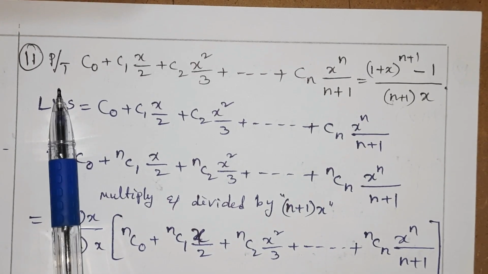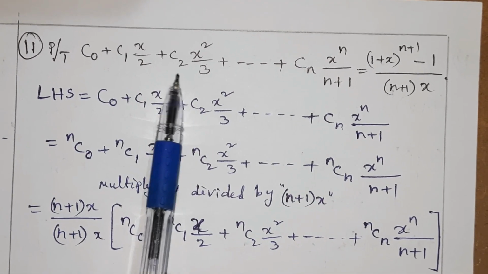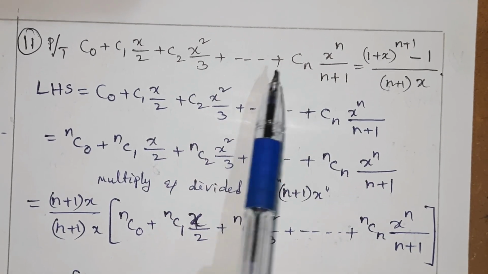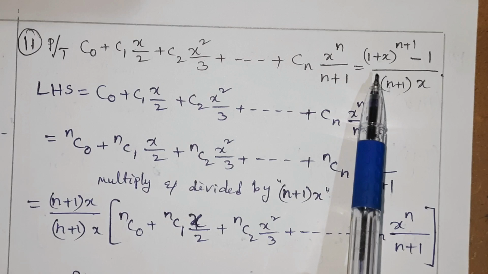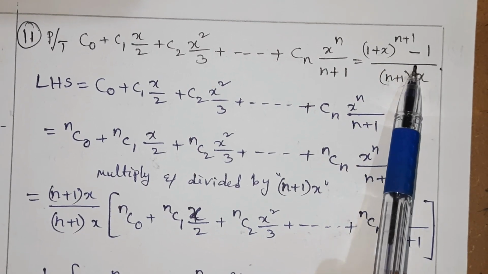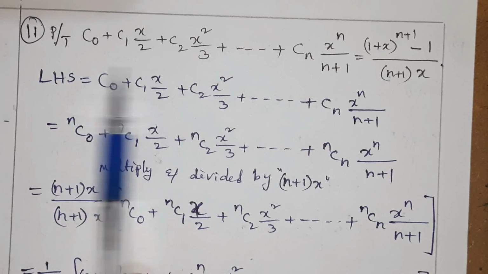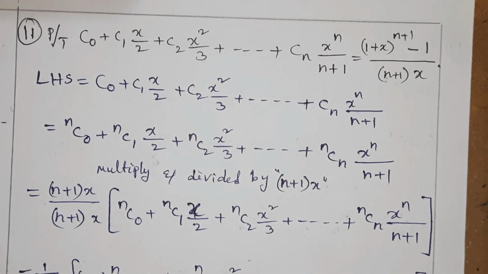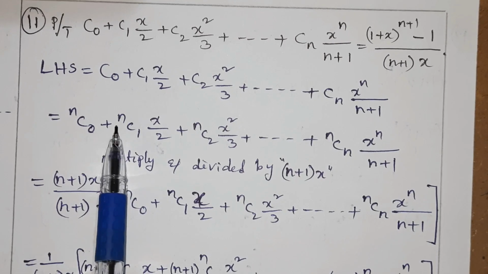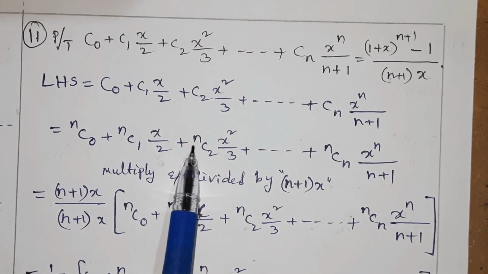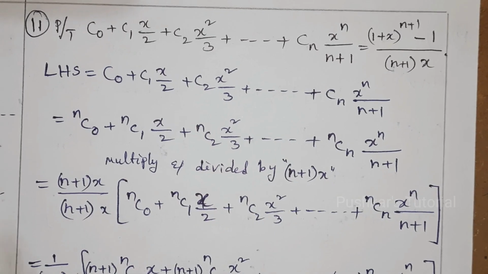In this binomial next question, prove that C0 + C1 x/2 + C2 x²/3 + and so on + Cn xⁿ/(n+1) = ((1+x)^(n+1) − 1)/((n+1)x). So consider the LHS as it is. Next, C0 means nC0, C1 means nC1, C2 means nC2 and so on up to nCn, and the x terms as they are.